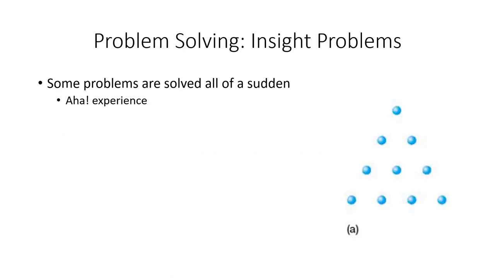So, some problems are solved all of a sudden. There are two main types of problem solving. Some are all of a sudden, an aha experience, eureka. Basically, you're looking at a problem and you go, oh, this is what you have to do.